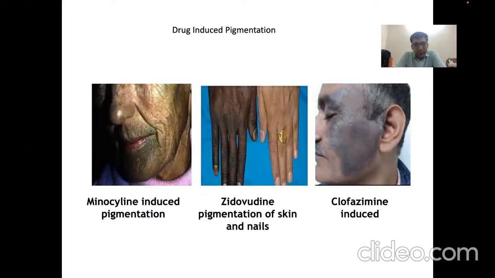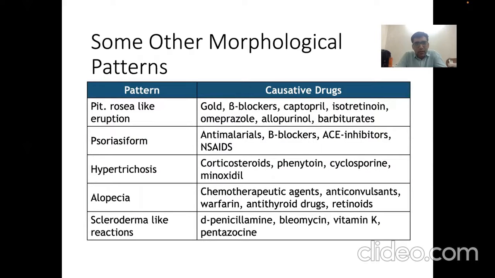First picture is of minocycline. Second is zidovudine, classically seen in HIV patients. And third is clofazimine-induced pigmentation. These are the rare types of other morphological eruptions like erosive, psoriasiform, hypertrichosis, mainly seen in patients on corticosteroids, cyclosporin or minoxidil. Alopecia is classically seen with chemotherapeutic drugs.